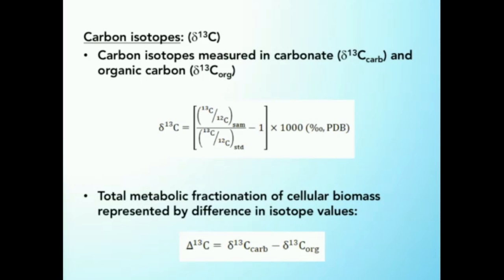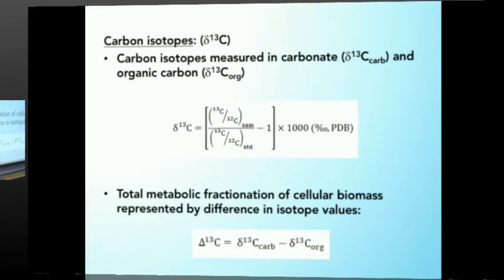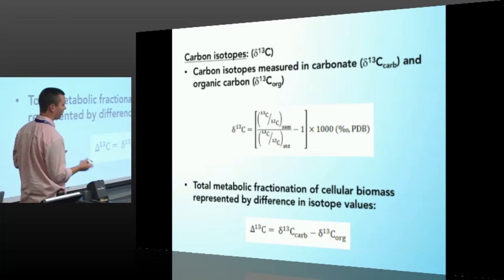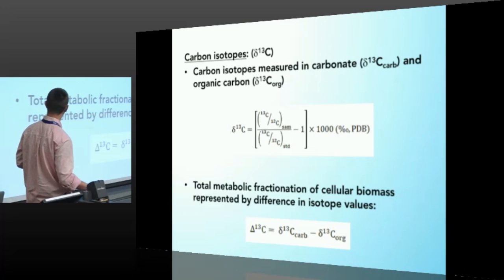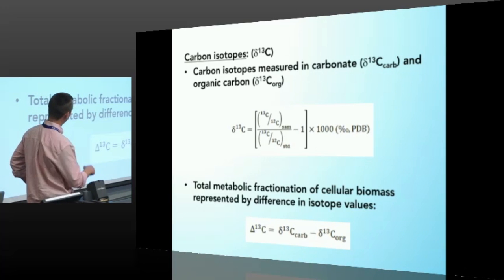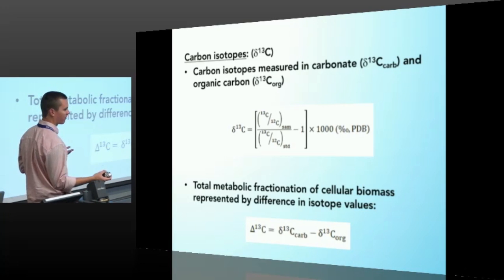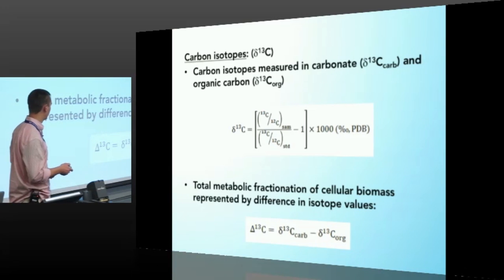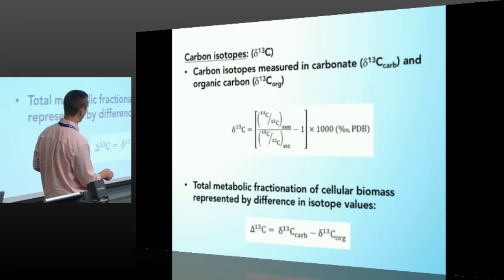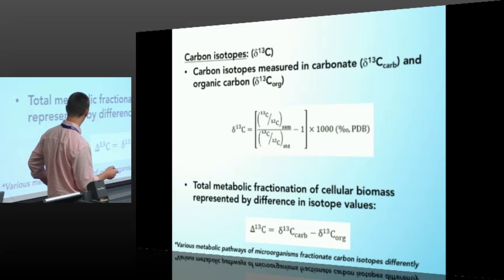So carbon isotopes, just a little bit more background. I said you could do it in inorganics, so carbonate, or organic carbon. Here's the pretty equation for all you math people. Then what you can do is measure the inorganic source and the organic source, take the difference, and that basically gives you the total metabolic fractionation for the biomass. That's mainly what's used when you are inferring microbial carbon fixation pathways in the Precambrian: you're using this difference from the organic source to the inorganic source.